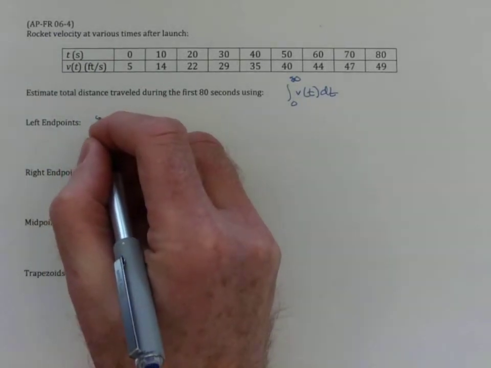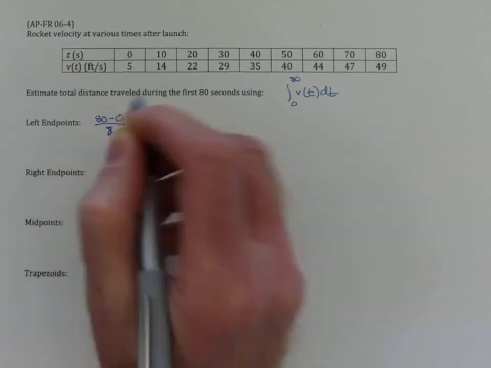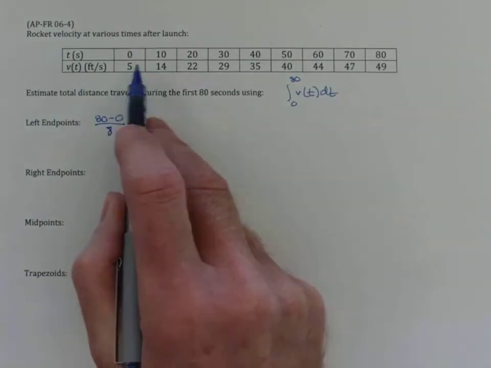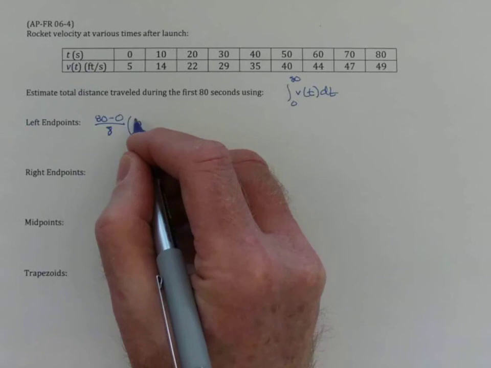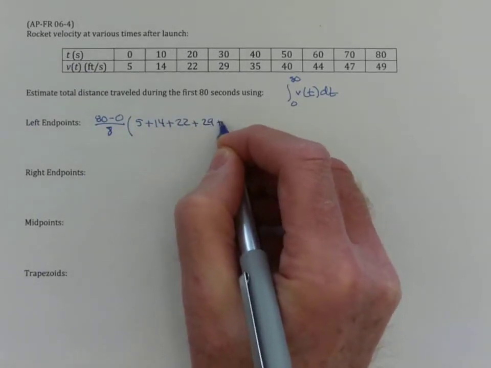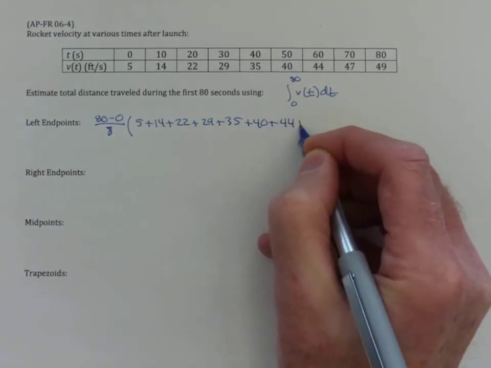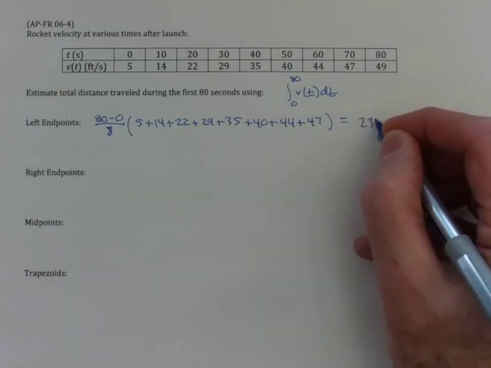So I'm going to have (B minus A) over N times basically the function values that represent left endpoints, so all but the very last one. So I've got 5 plus 14 plus 22 plus 29 plus 35 plus 40 plus 44 plus 47, not 49 because it's not a left endpoint. And if we do the arithmetic, we find that this is 2,360 feet.